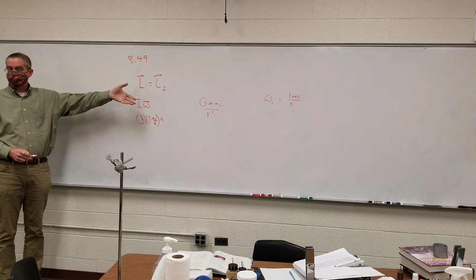that's our unknown, I guess, officially, omega final. And doing the fancy math, you end up with 3 revolutions a second. So the moment of inertia was cut down by 1/3, so the spin is 3 times faster. Okay. You want more than that? No, that's good. Okay.